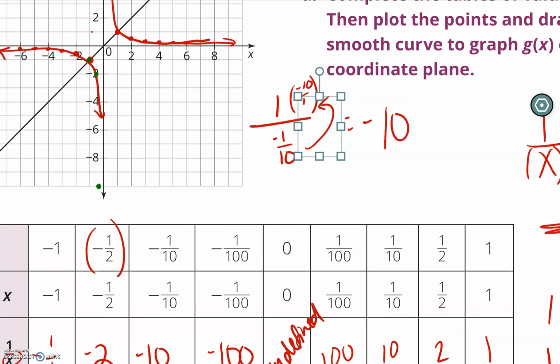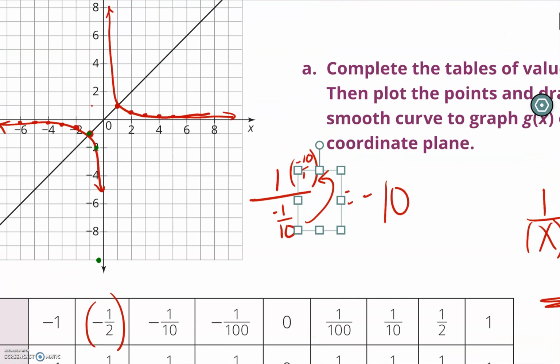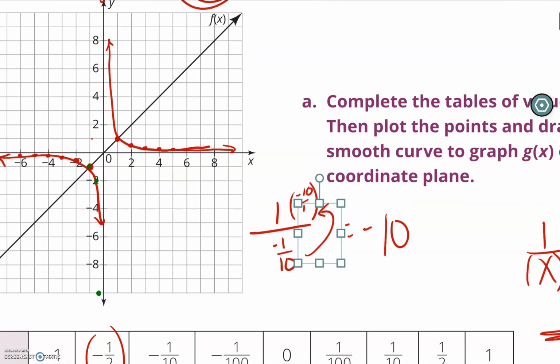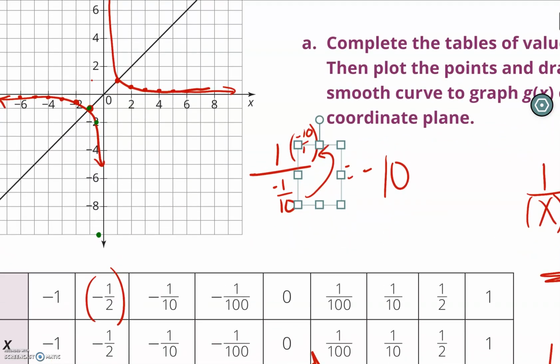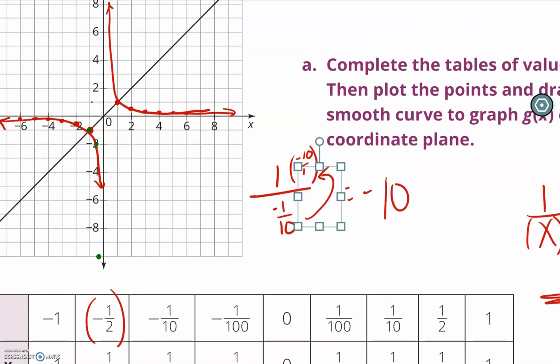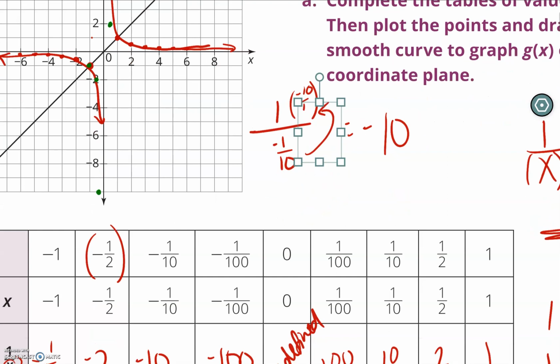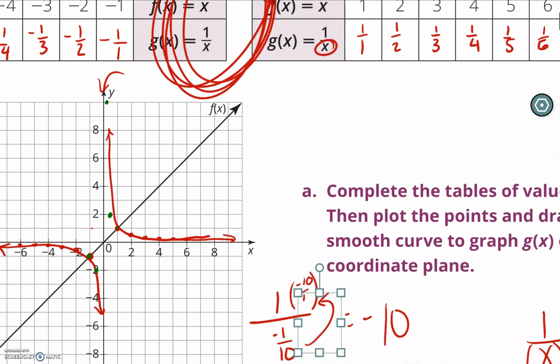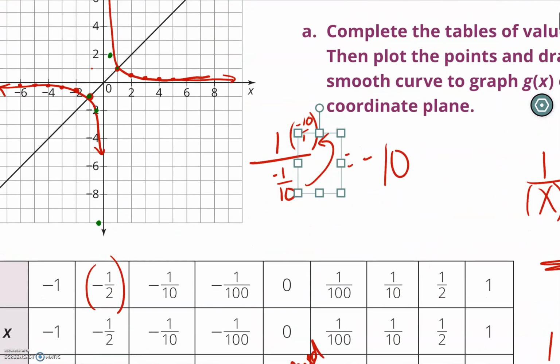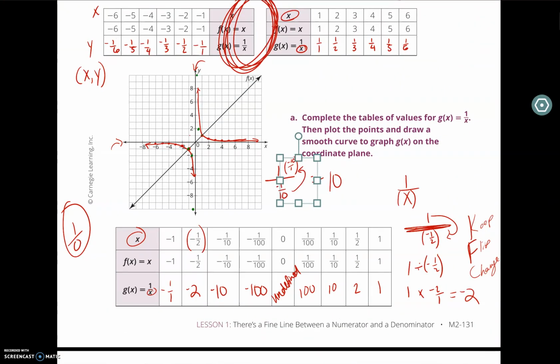Let's go back to this side. +1/10 and 10. And then +1/2 and 2. Oh, that one's a little off. Darn. And there. So that kind of just makes our curve a little bit more visual, I guess. You can see the upward curve a little bit more and the downward curve a little bit more.